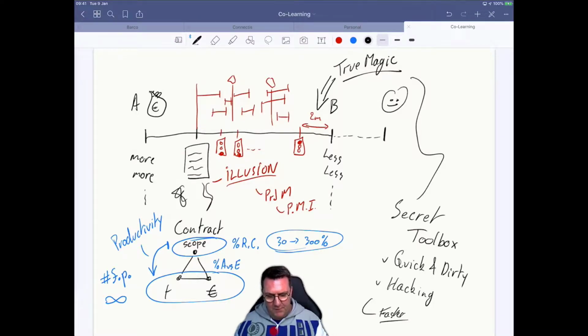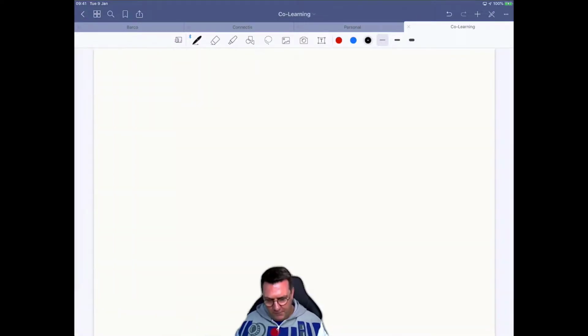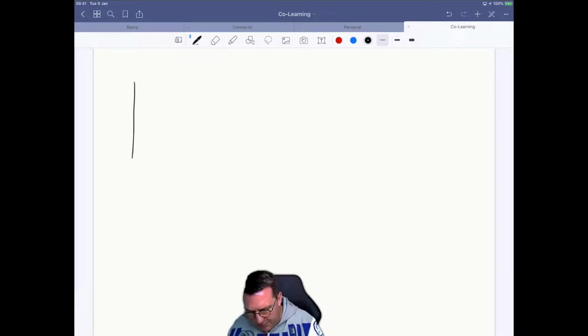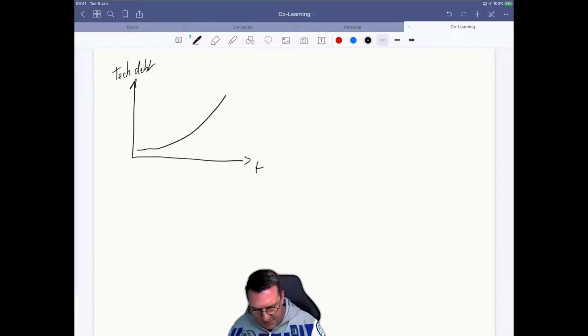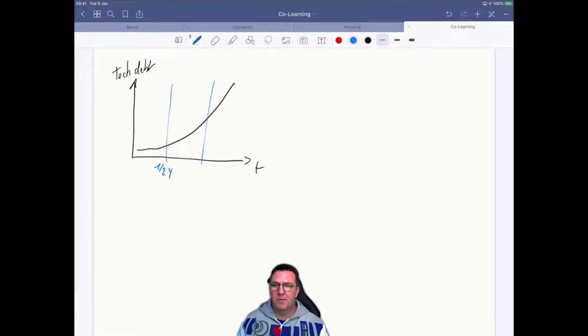To give you some insight on technical debt, let me move this around. So technical debt, if we plot it out over time, is a curve like this. If you look at this curve, you can split it up into three parts. The first part, the first 1 to 2 years, people don't really bother about technical debt. It's a brand new product, very clean, features can be added very easily. So there's nothing to really worry about.